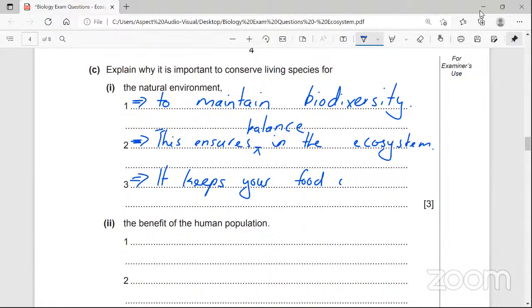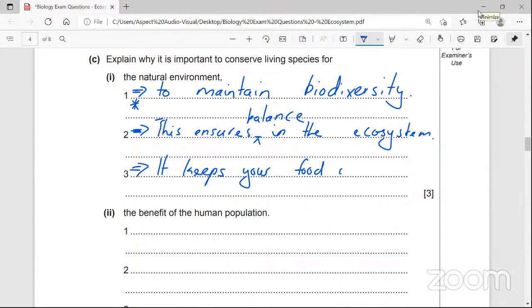What do you mean by population control? If you remove one from the ecosystem... I think it falls under this one, to ensure balance in the ecosystem. And conserve species for future generations. I think that is the biodiversity. I think you can take this one: it keeps your food chains or webs intact.